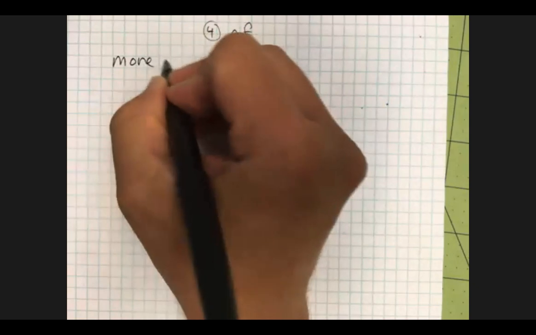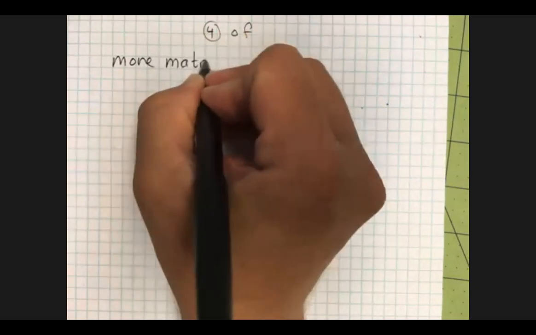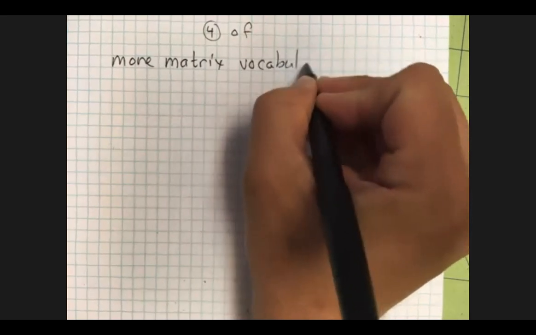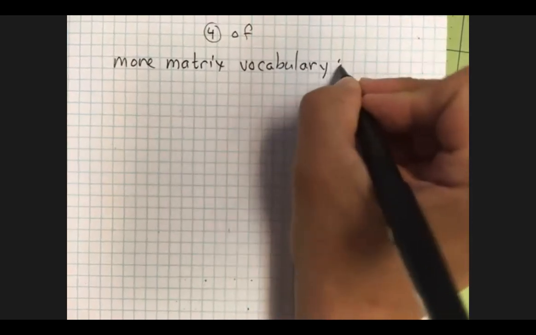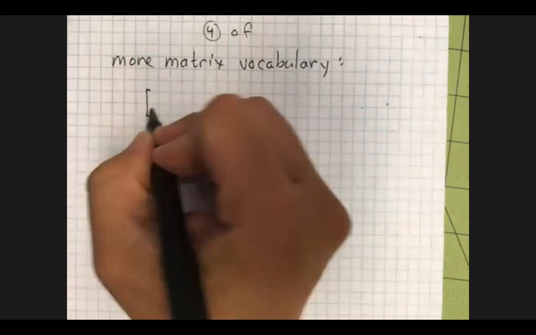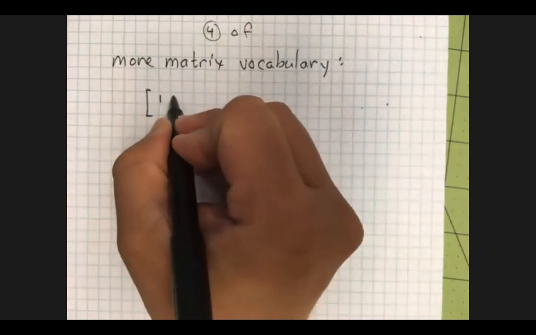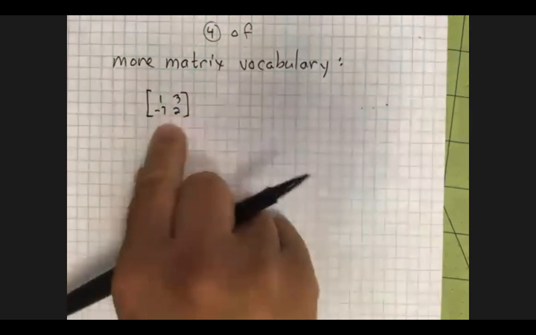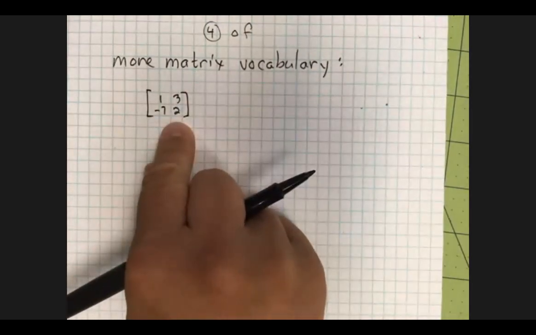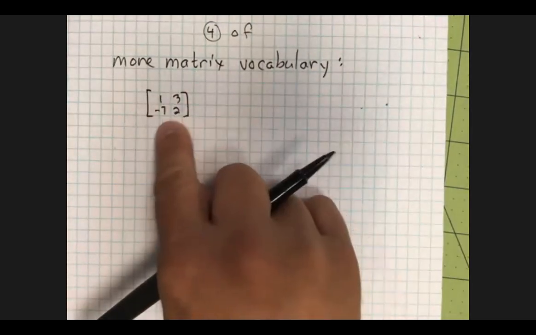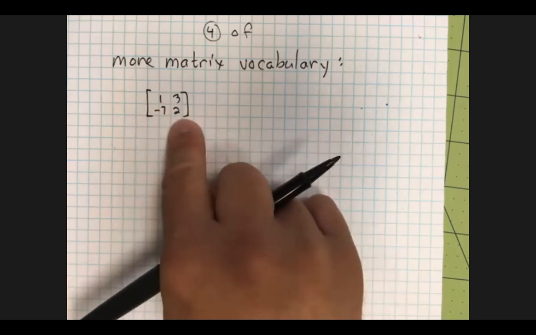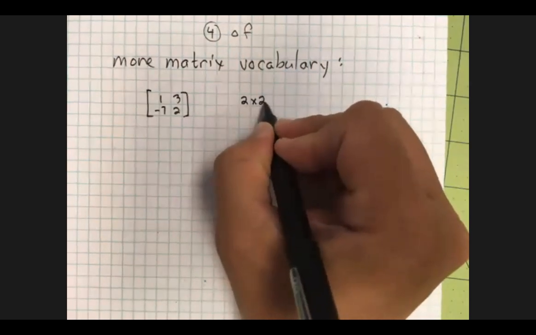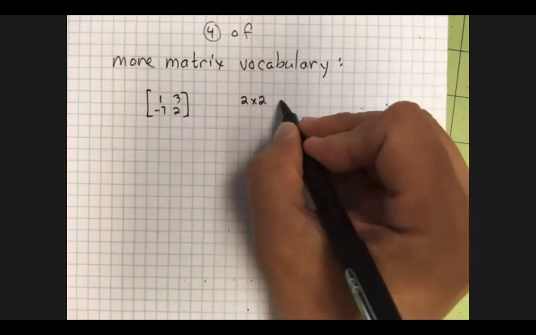More matrix vocabulary. So here's a matrix. Let's give it a really nice one: 1, 3, minus 7, 2. Any number I please. I'll put fractions in there another day, but today I'm just making up samples. So now you understand what I mean if I call this a 2x2 matrix.